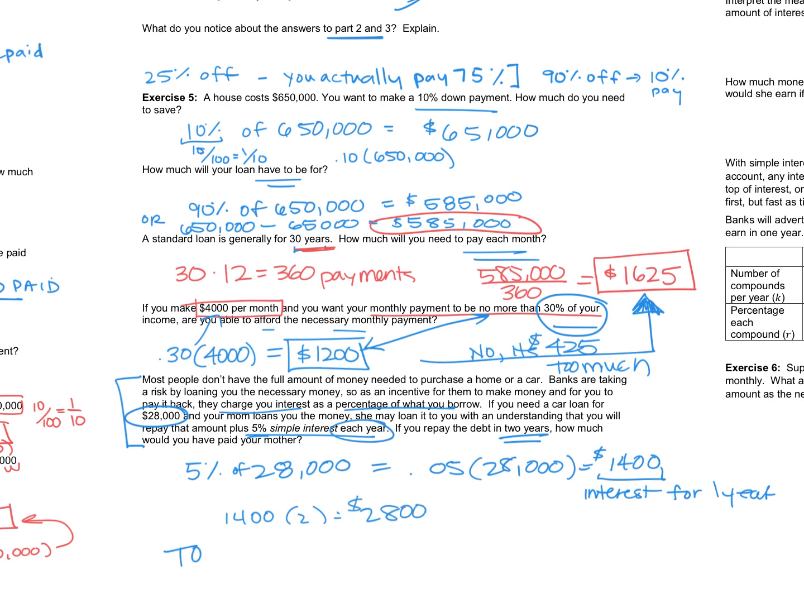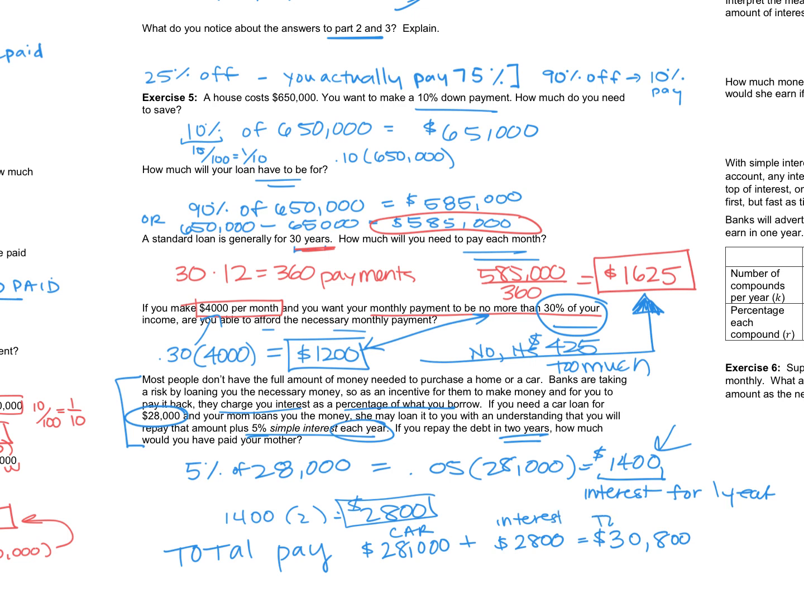And so the total that you have to pay in 2 years would be the original $28,000 plus the interest, $1,400 twice, which is really $2,800. And so together, that would be $30,800 is how much that you'd have to pay back. And so this was, again, the car plus the interest will equal your total paid.